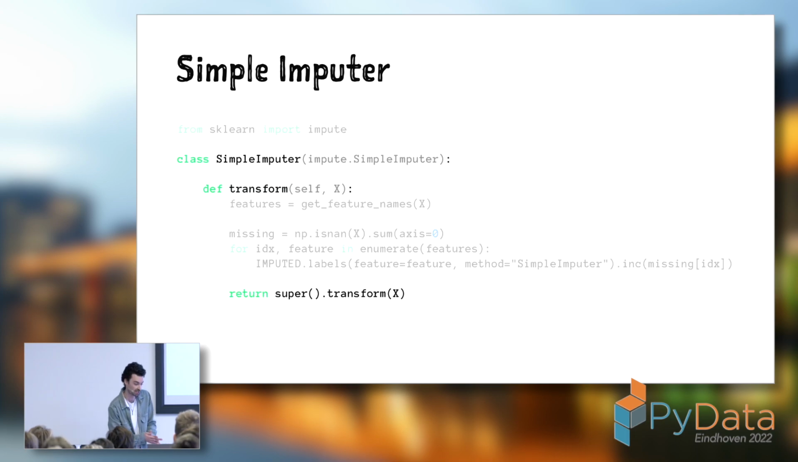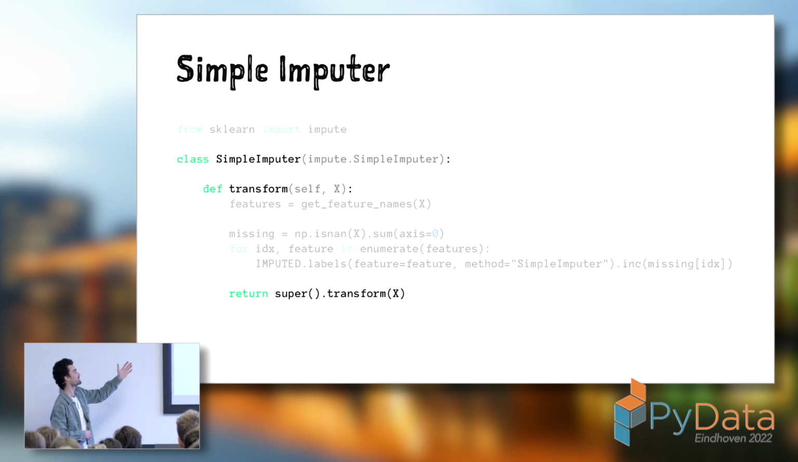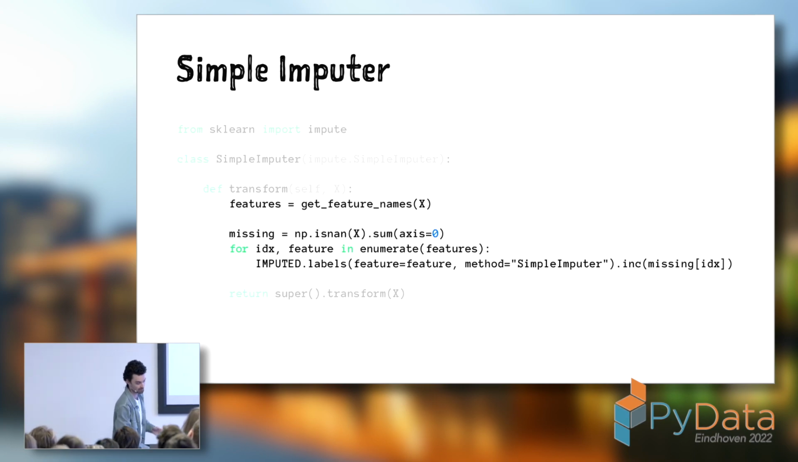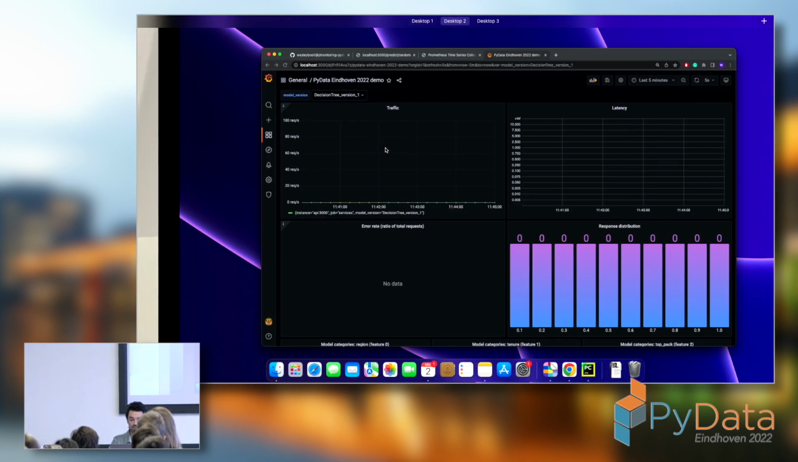Then a second example, same idea. Here we take the simple imputer, same structure. We take the transform, we make sure to do the super transform, except that we also add the extra step. Now we're recording which features are imputed because of missing values. So later down the line, we're able to see which features are actually showing up with a lot of missing values so that we can make decisions about it later. All right, let's actually do a demo to show how it looks in practice.